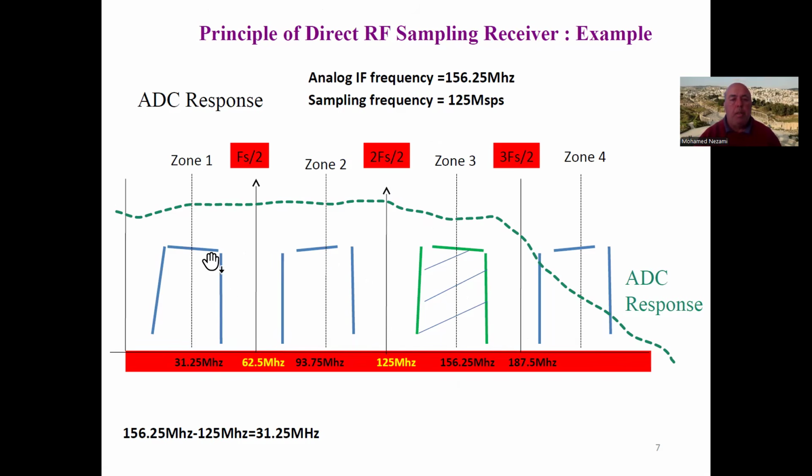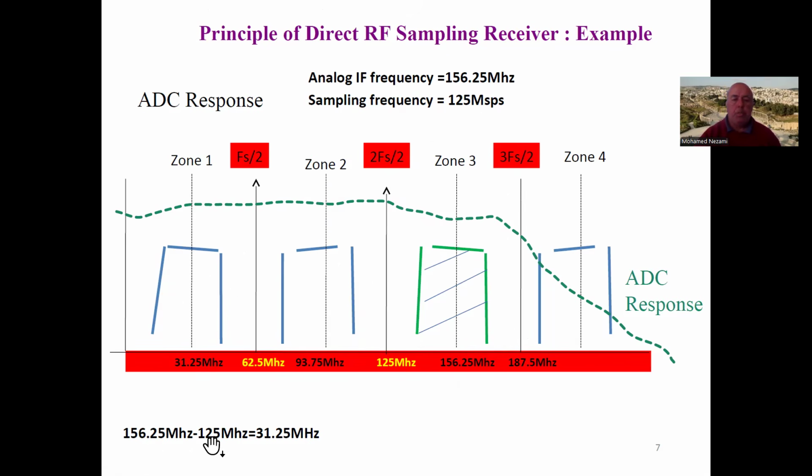And that's exactly what's happening when you direct receive this signal, even though we're sampling at a frequency that is below the location of the signal. So this is the principle. Now, how did we figure out where these aliases are?